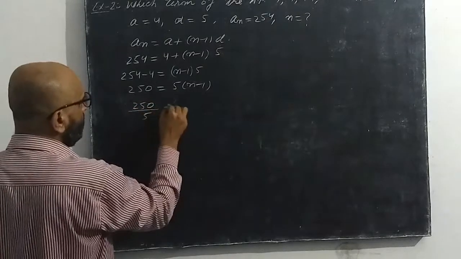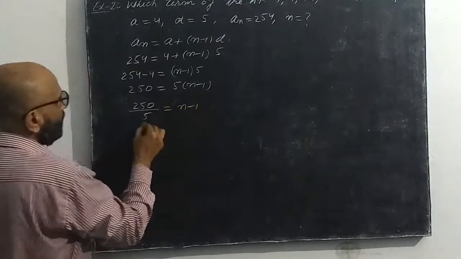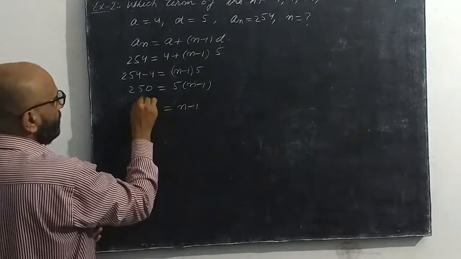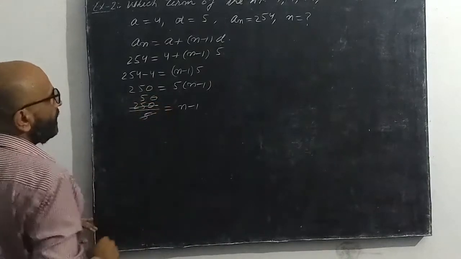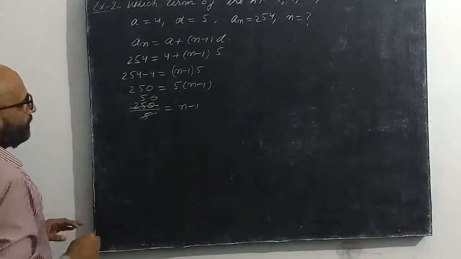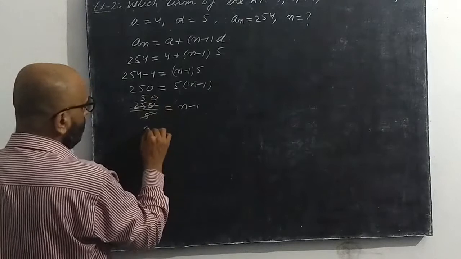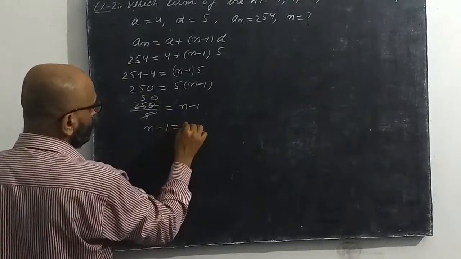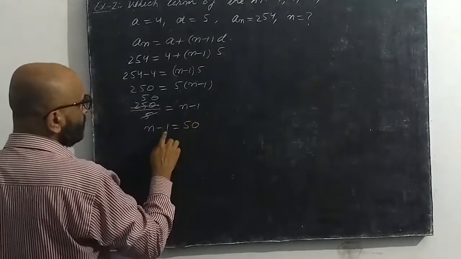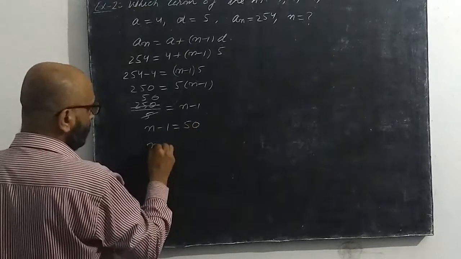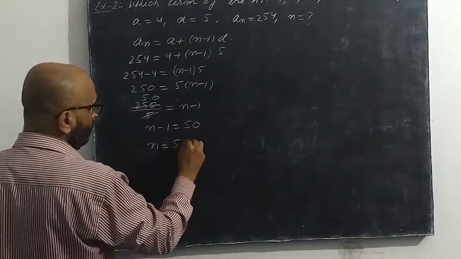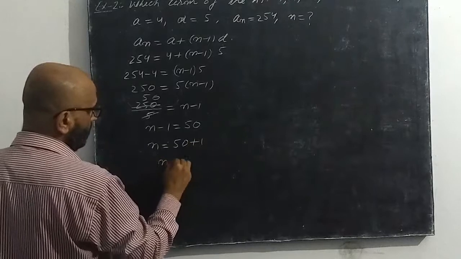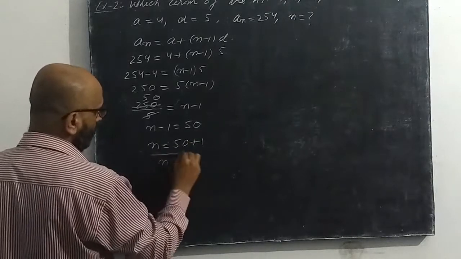And transposing 5 to this side, it will divide 250, and on the right hand side we are left with n minus 1. 5 will cancel 25 5 times, so it will divide 250 50 times. 5 5 is 25, 0 as it is. So n minus 1 is equal to 50. Transposing 1 to that side, it becomes positive, so we have n is equal to 50 plus 1 and n is equal to 51.